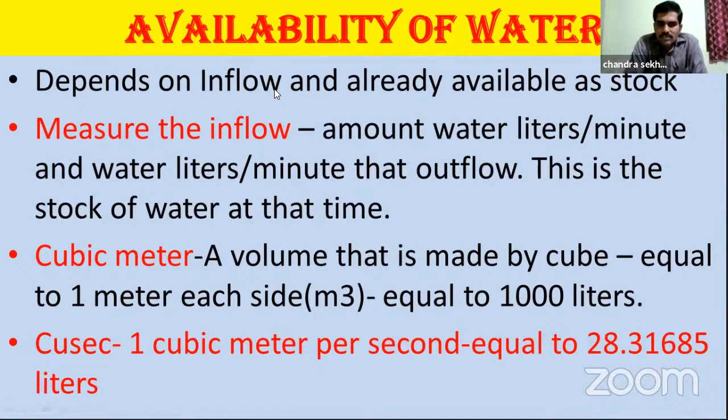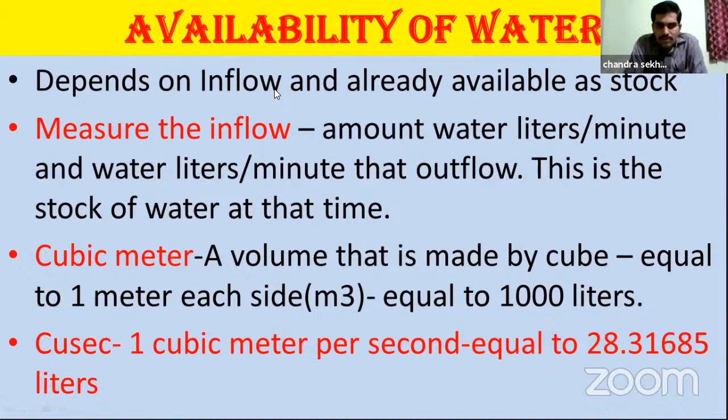So 1 lakh cusecs of water is coming into the dam, and we are releasing 10,000 cusecs of water from the dam to the downstream places. Like that, they are giving information. So here we have two parameters to measure the water: cubic meter and cusec.